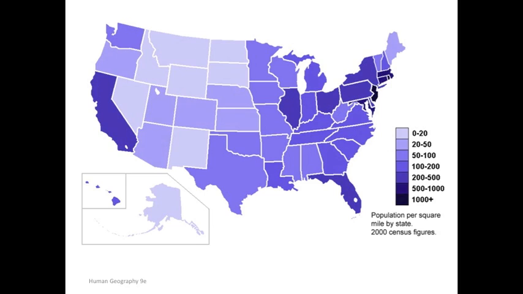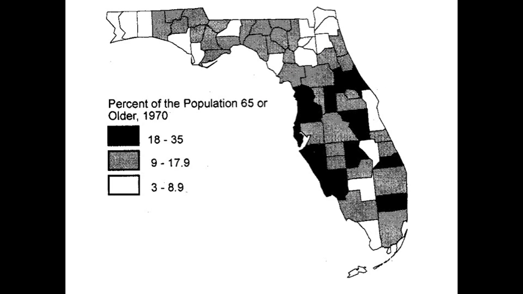The weaknesses of a choropleth map: there's a lot of generalization in these maps. For example, in the choropleth map here, showing the percent of the population 65 or older in Florida in the year 1970, we see that multiple counties appear to be identical. If you remember from a couple lessons ago, we call this induction.